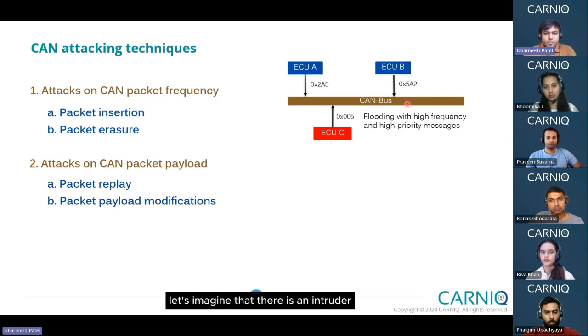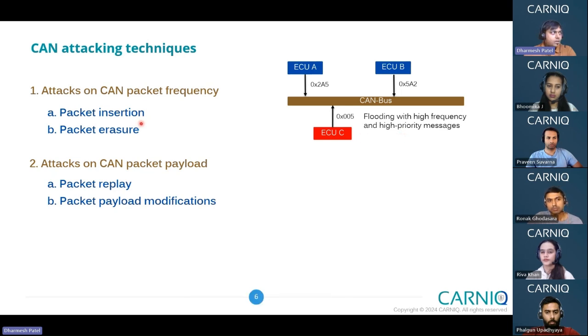Now let's imagine that there is an intruder or external attacker who sends data with the CAN ID 0x005 to the CAN bus, and since it has the higher priority, it will always get the chance on the CAN bus to send its data. This attack is also known as a denial of service attack, where the attacker floods the network with higher frequency and higher priority messages. So this is basically packet insertion, and how it happens.